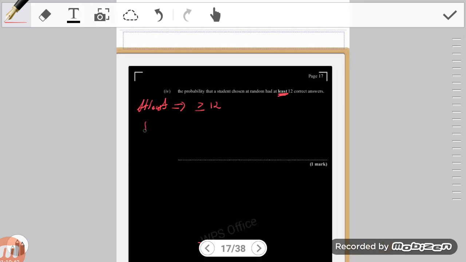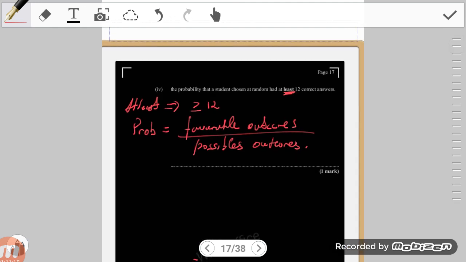Now, the next thing that we need to know is the formula for probability. So probability is equal to the favorable outcomes, which is the amount of values that are greater than 12, divided by the possible amount of values. So we're looking for what? What are we looking for? At least 12 correct answers.